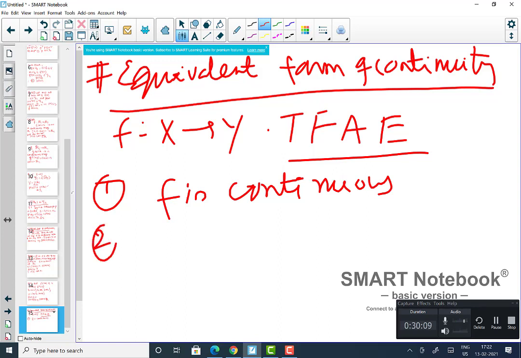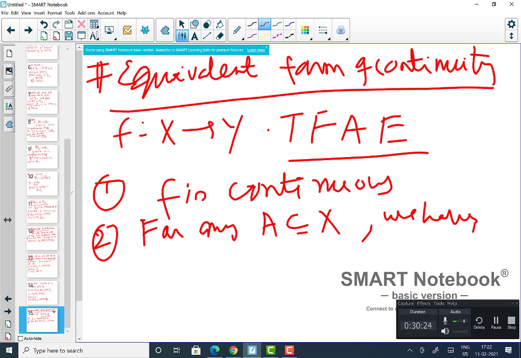Number two: for any subset A, we have f of the closure of A is sitting inside the closure of f of A. This is true for continuous functions. Okay, clear?